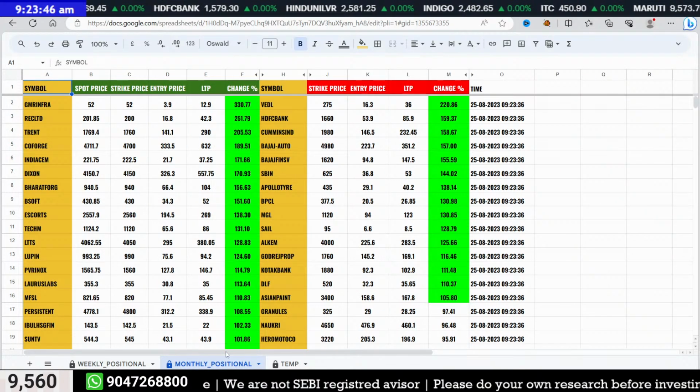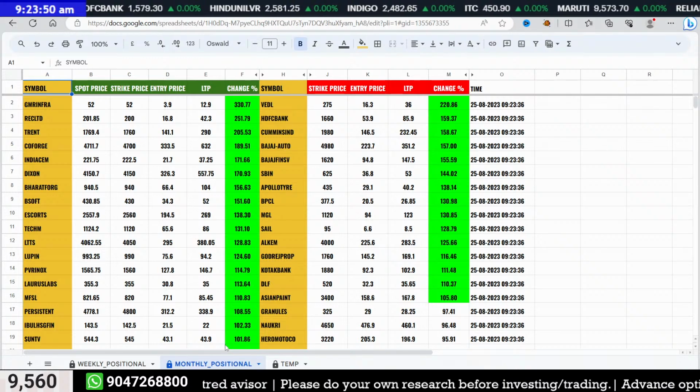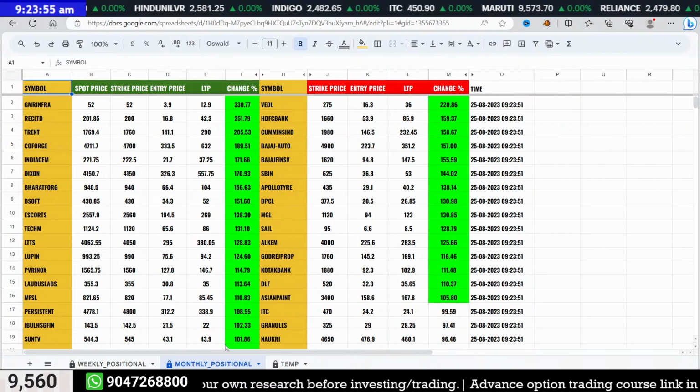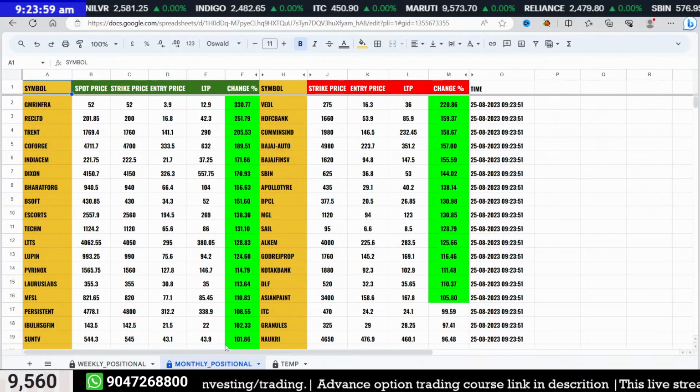In monthly positional, we already have a lot of stocks which triggered, on the put side as well as the call side this month. So whatever trade you are holding, try to exit today because of the nearing expiry.